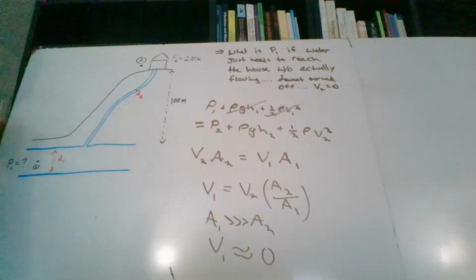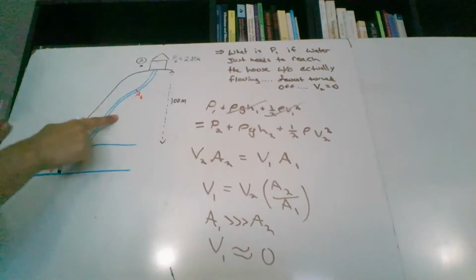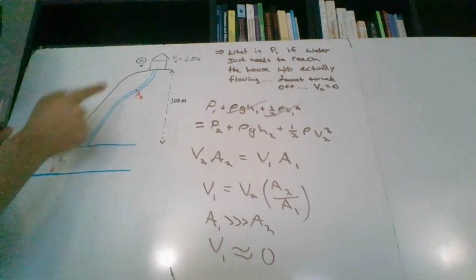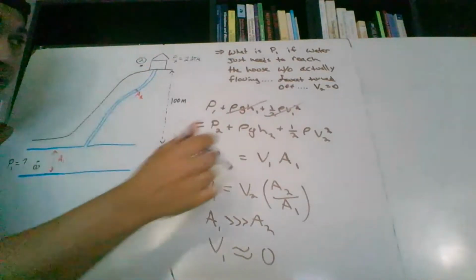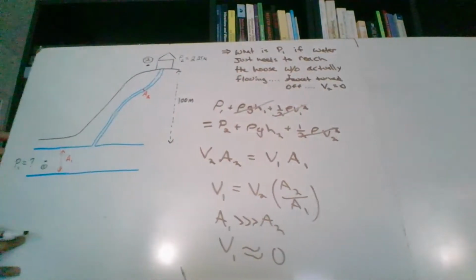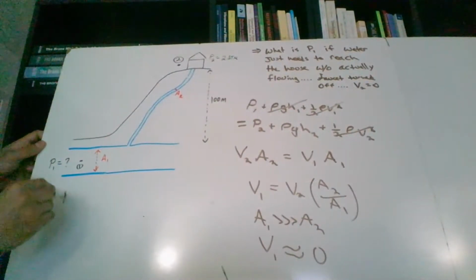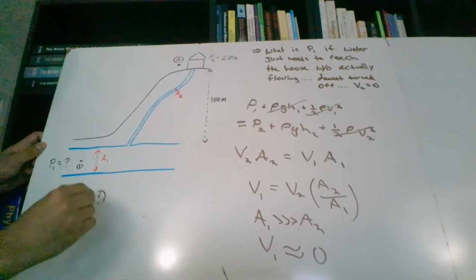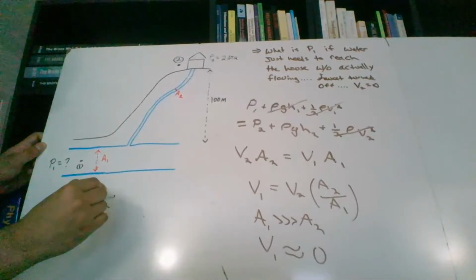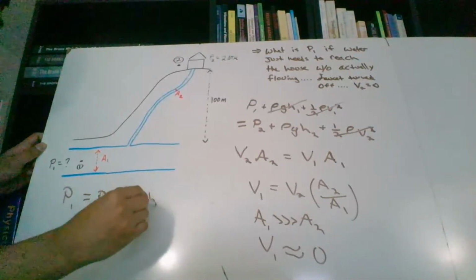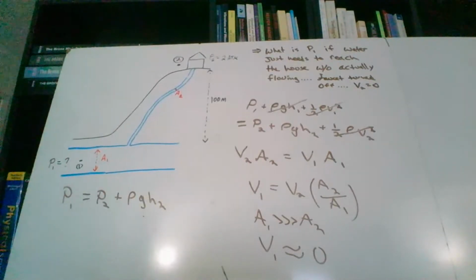And is there anything else that we can say? Oh, this faucet wasn't moving water here. Because there's no water moving through here, there's no water flow, it's just stationary there. v2, gone. And what we're left with is a really nice equation. We've got P1 is equal to P2 plus rho g h2. And that's the pressure needed just to keep the water up.